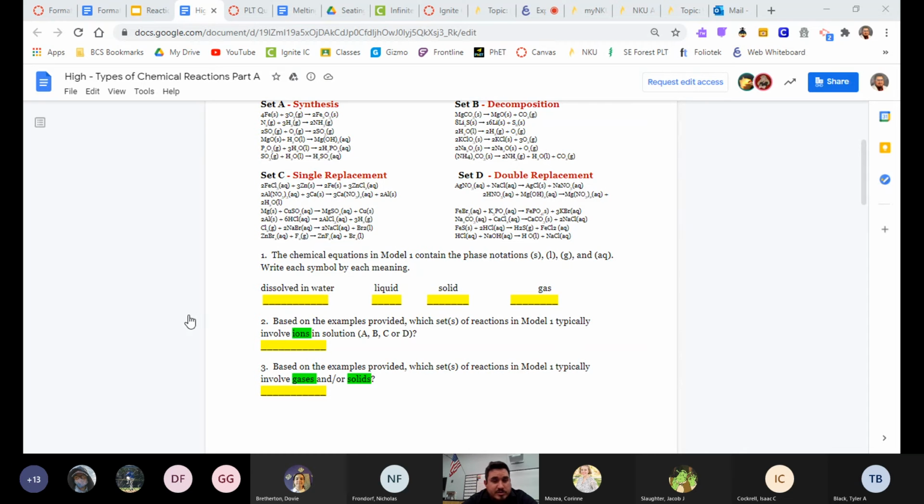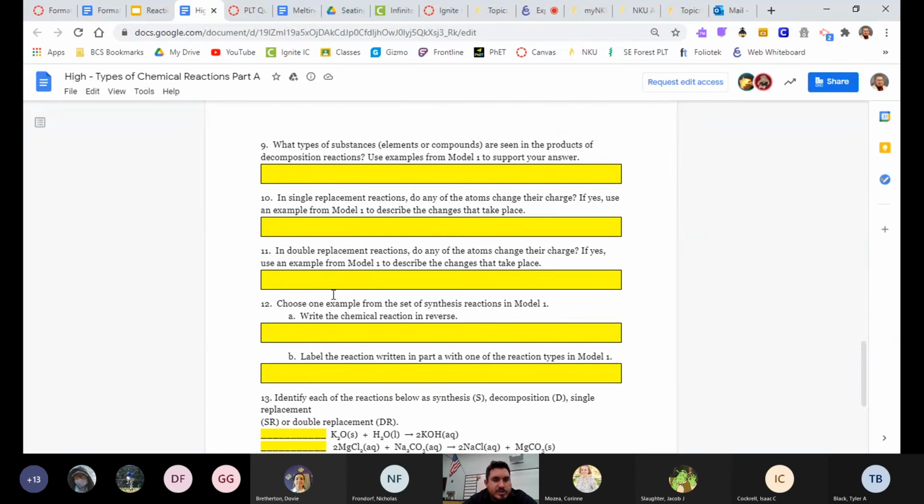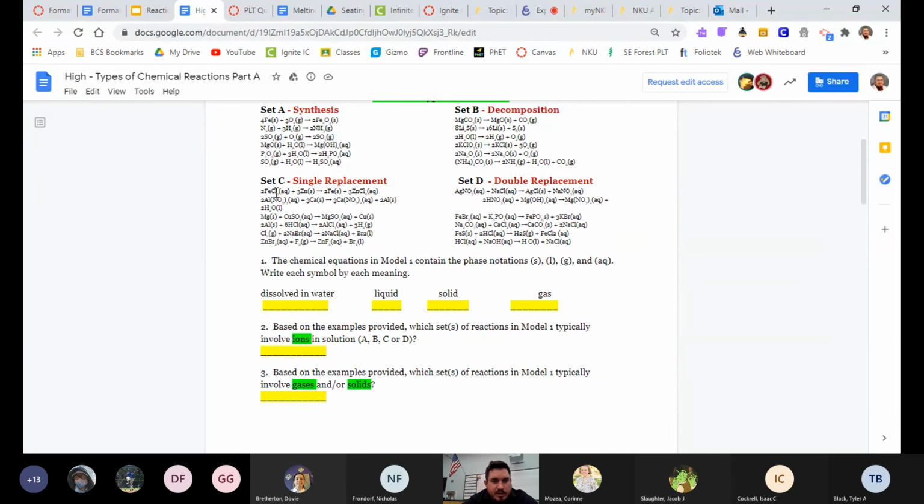Well, they could definitely change their state of matter. I'll give you that one. But they don't actually change charges. And so they still have the same charges that they start with. Cl is still going to have a minus one charge. F is going to have a plus 3 charge. They're always going to have the same charges in a single replacement reaction.